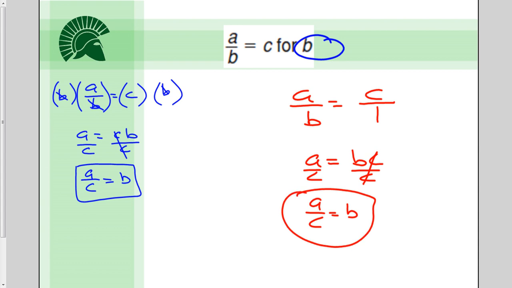So one is using a method of proportion, but that's in specific cases. And one is using a method of going through each operation and solving. Both are valid. You get the same answer.